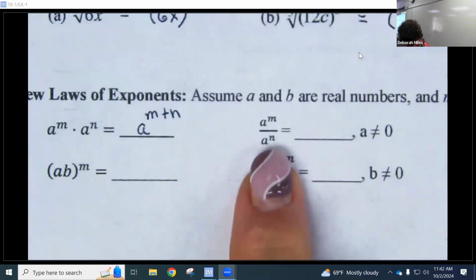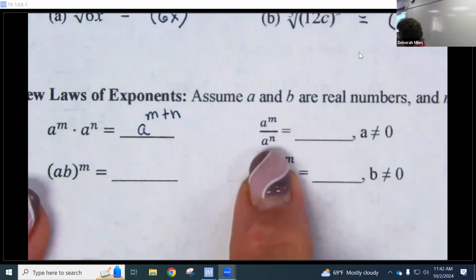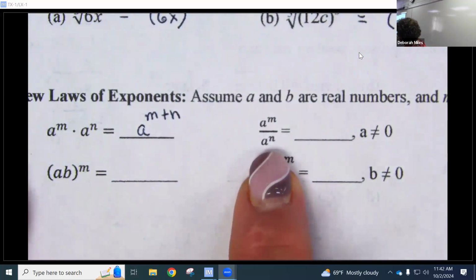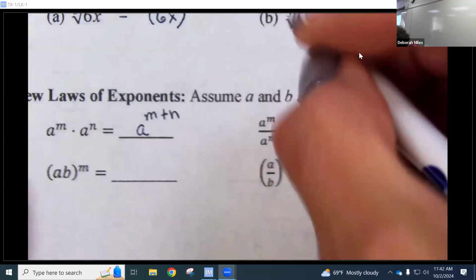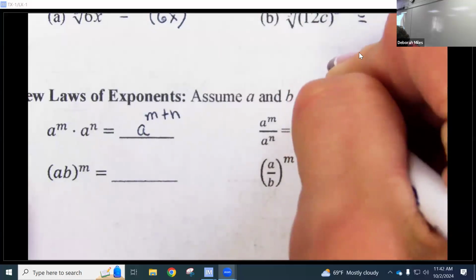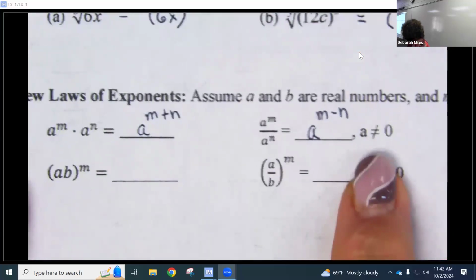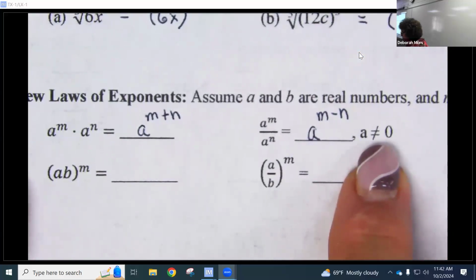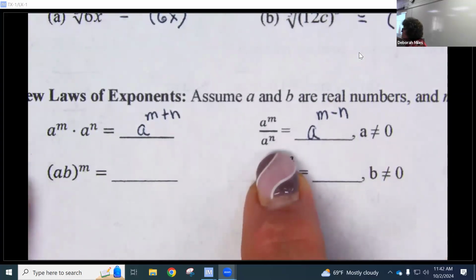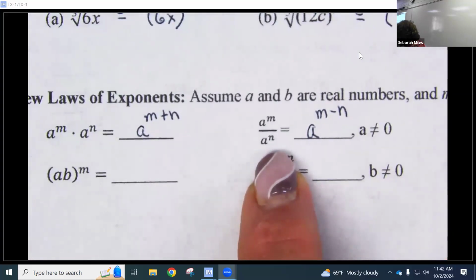When you divide two expressions with the same base, what do you do with the exponents? James, what do you say? Yeah, bottom exponent from the top exponent. So a to the m minus n. This just means as long as the base is not 0. The base can't be 0 or you're dividing by 0, and we know we can't divide by 0.